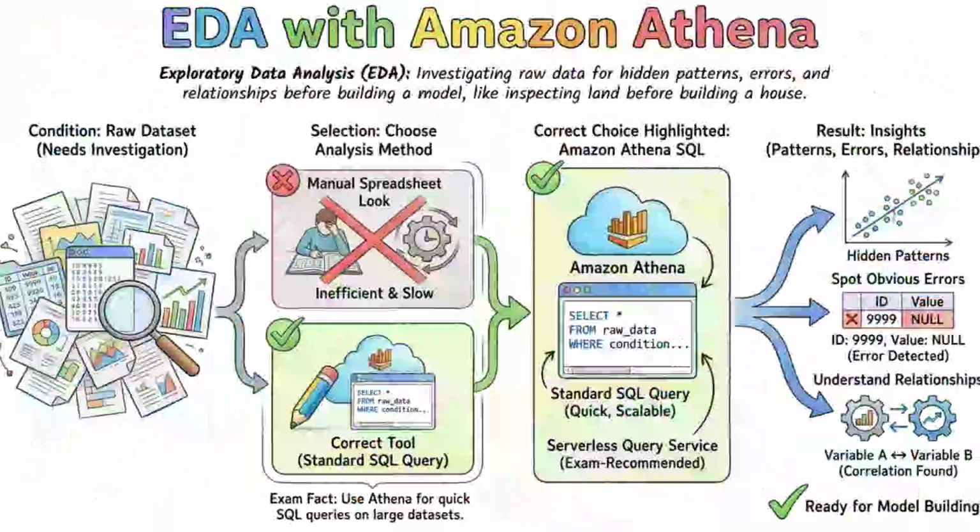Exploratory data analysis, often called EDA, is the crucial process of investigating your dataset before you even think about building a predictive model. Imagine trying to build a house without first looking at the land and understanding the soil. EDA allows you to look closely at your data to find hidden patterns, spot obvious errors, and understand the general relationships between different variables. On the certification exam, you will frequently be asked to identify the best tool for this job, and using Amazon Athena to quickly query your raw data using standard SQL is a very common and highly recommended approach.